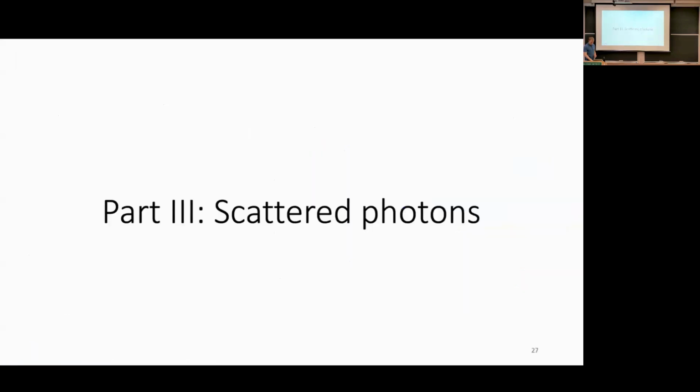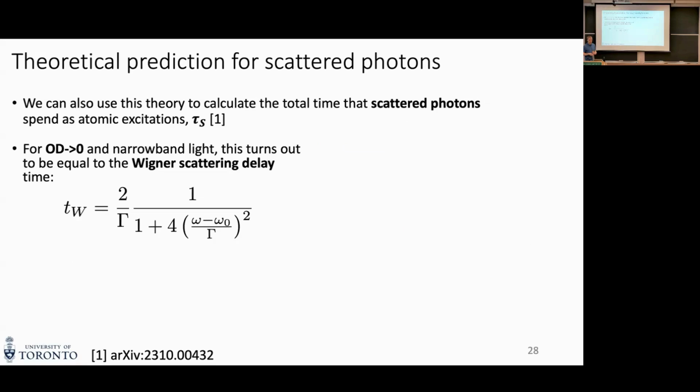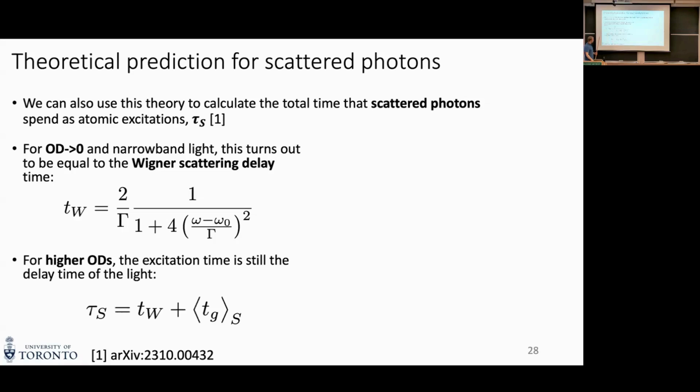Okay, so we'll move on to the last part of the talk, which is about what happens to scattered photons. We can also use the same kind of theory to figure out what happens to a scattered photon. And it turns out that in the limit of the optical depth going to 0, a very thin atomic medium, this time is exactly equal to something called the Wigner delay. So this is effectively the delay in a pulse of light that is scattered from some two-level system.